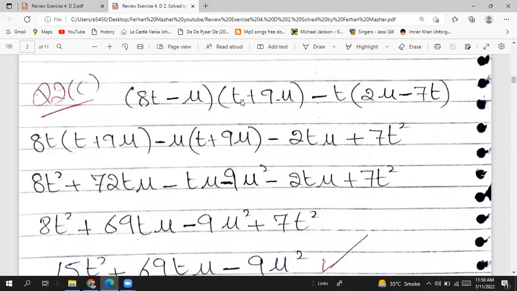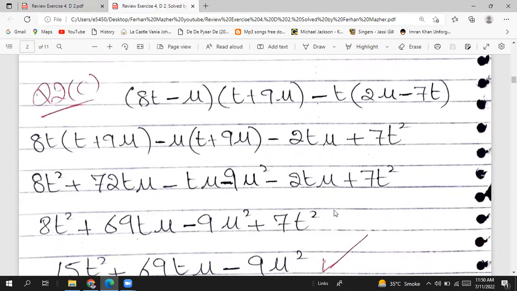So 8t will multiply with this bracket. You can see I have written it here. Minus u will multiply with this bracket. You can see I have written it here. So this minus t will multiply with this bracket, so you get minus 2tu, sorry, plus 7t square. So from here I will have 8t square plus 72tu minus tu minus 9u square minus 2tu plus 7t square.